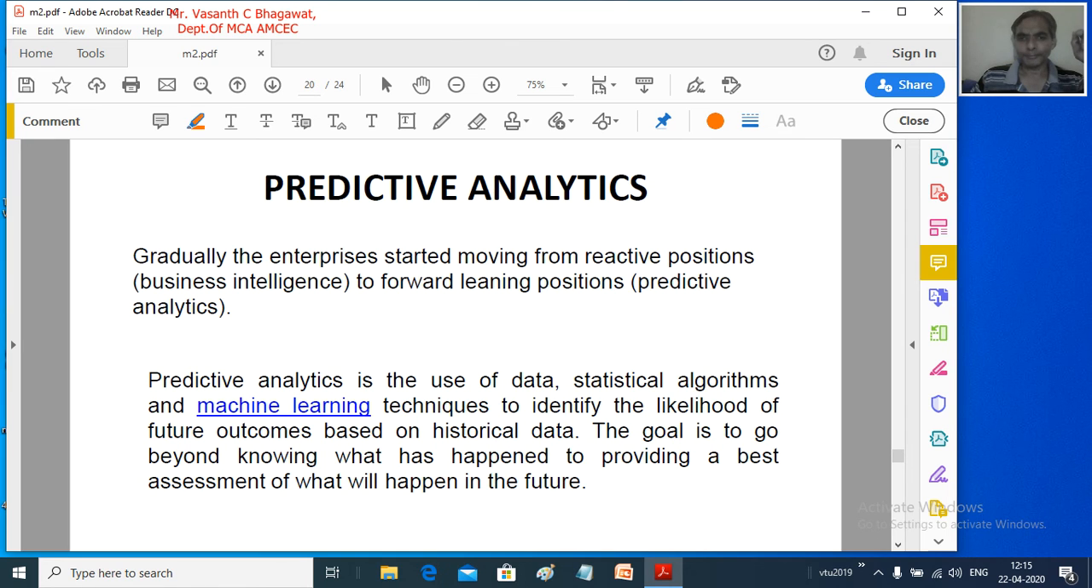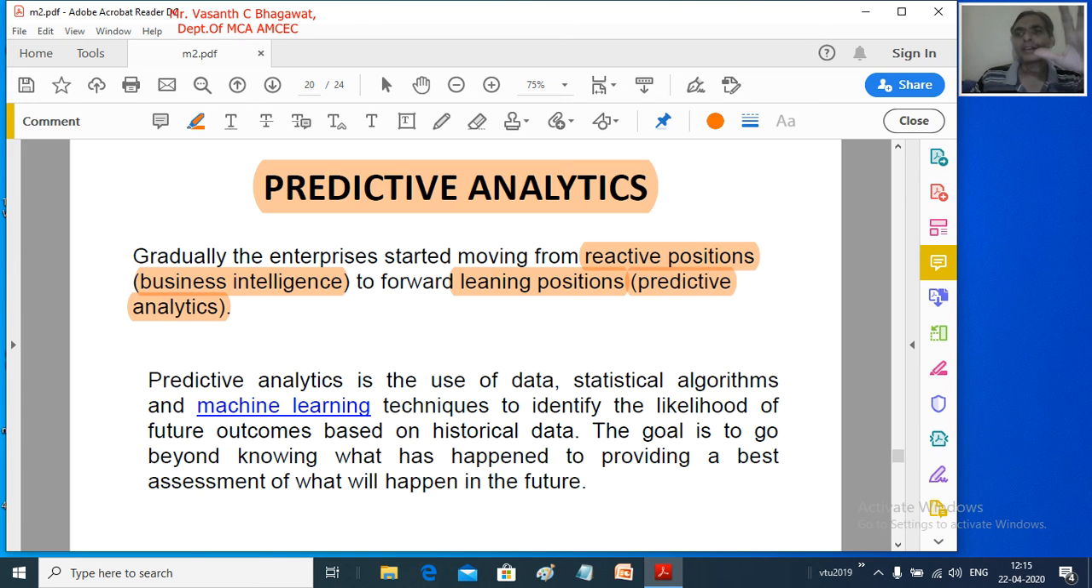This is another concept. Now we'll come to another important term called predictive analytics. Already we have defined what predictive analytics is, I think in our first video lecture series, when we discussed different types of analytics. Gradually, industries are moving from a reactive position, that is business intelligence, towards a learning position. From business intelligence, they are moving to predictive analytics.